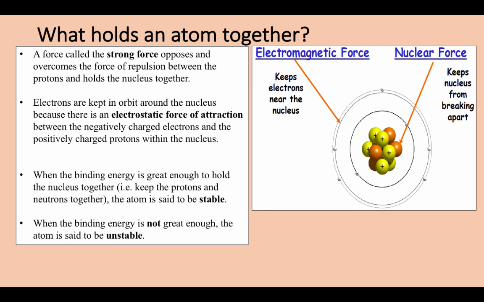When both of these forces are acting in tandem, meaning they're acting together, we say that there's enough binding energy to hold the nucleus together, and that atom is said to be stable. If there isn't that binding energy, or the binding energy is not great enough, the atom is said to be unstable.